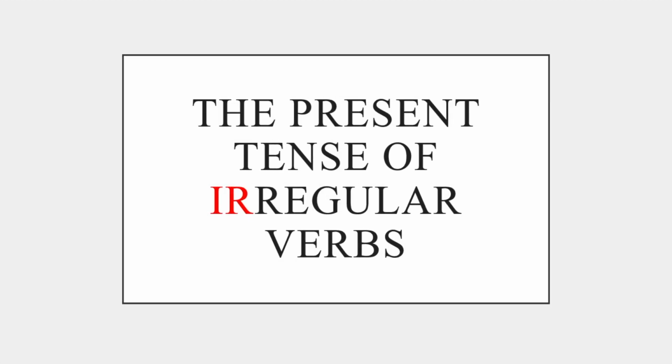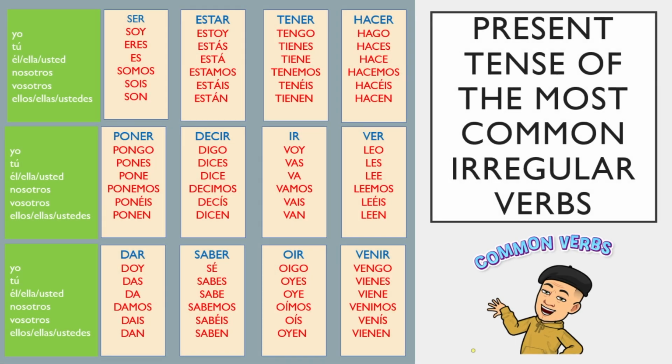Now, let's look at the present tense of irregular verbs. There are a few of them, and they are the most common verbs, so you need to remember them in 2 ways. One, by learning them by heart, but that's not the most efficient way. The second way is by practicing them.